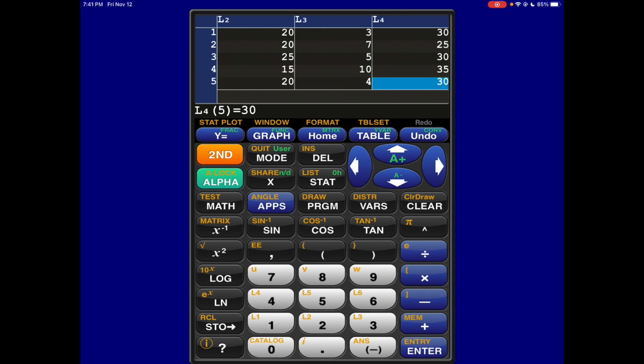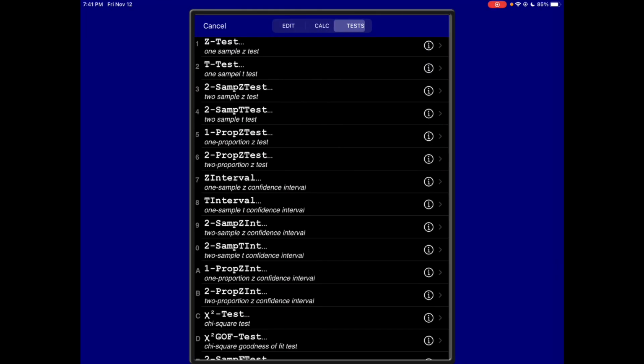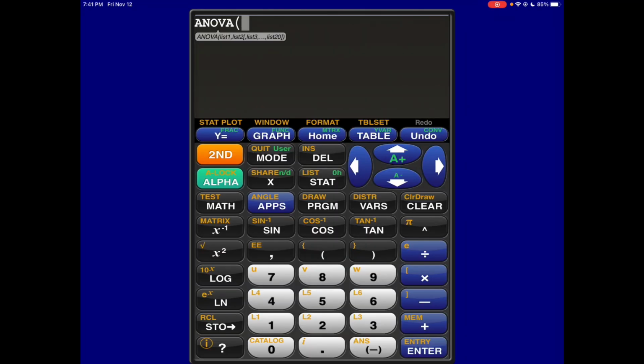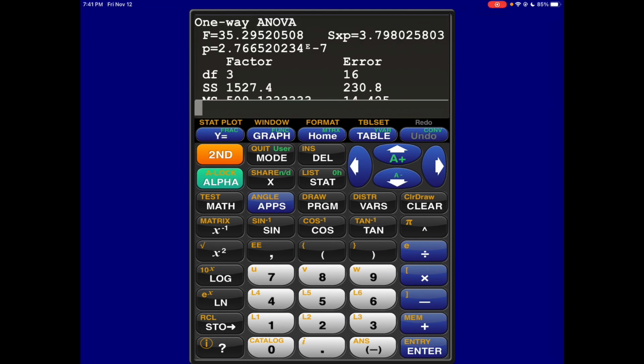You get to your tests the same way we have before. Press the Stat button, go to Tests. Anova is all the way at the bottom. And then you just need to type in your lists by name. So second and 1 is L1, comma, second and 2 is L2, comma, second and 3 is L3, comma, second and 4 is L4. And then press Enter. And here you can see the same information that you can verify with the answer key for this problem.